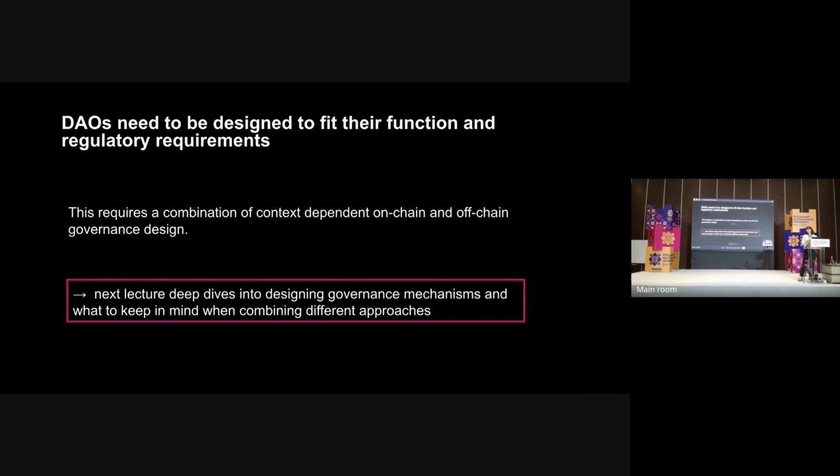So DAOs, depending on their use case, have to be designed to fit their function, but also regulatory requirements. That's the takeaway. So it requires a combination of context-dependent on-chain and off-chain governance design. And in the next lecture, we will talk about these trade-offs in more detail, what that means in implementation. Like if you opt for extreme immutability, what do you have to think of? Are there mechanisms you should have?